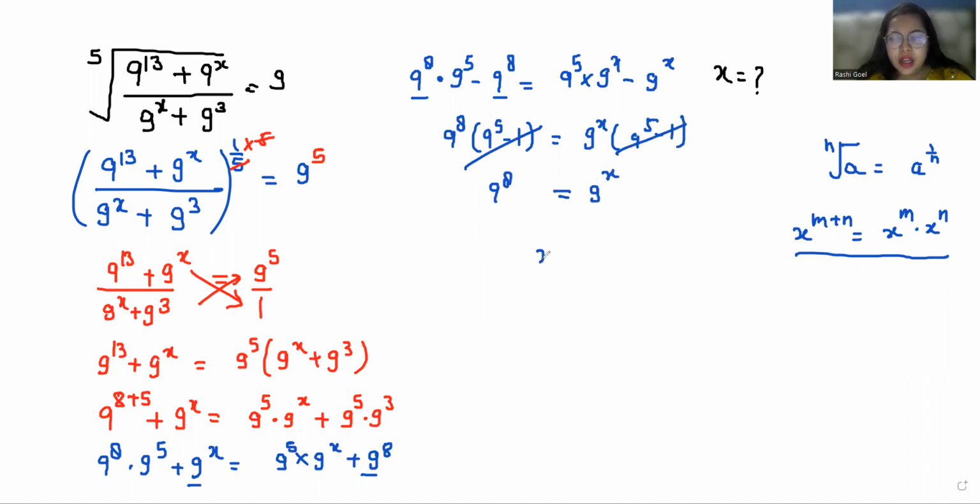We know that if the bases are equal, their powers are also equal. So the value of x is 8.